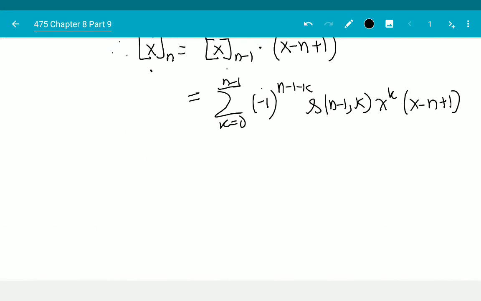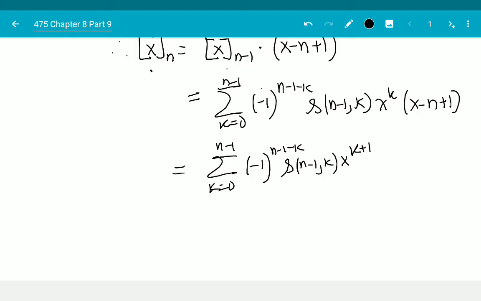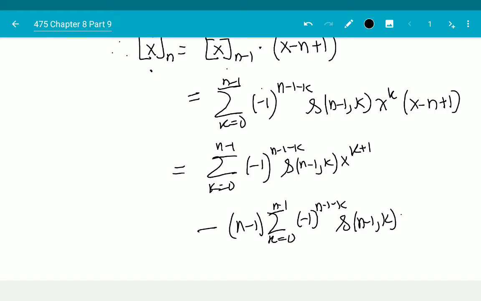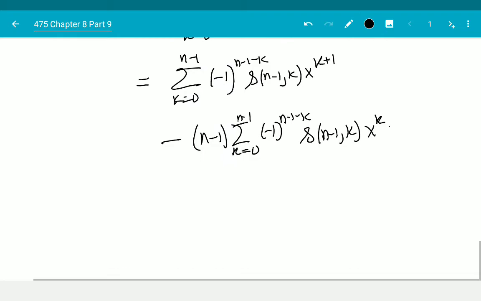Exactly similar to the stuff we did before. I will split this up into two cases. Summation k is equal to 0 to n minus 1, negative 1 to the n minus 1 minus k, small s of n minus 1 comma k, x to the k plus 1, minus n minus 1 times summation k is equal to 0 to n minus 1, negative 1 to the n minus 1 minus k, small s of n minus 1 comma k, x to the k.